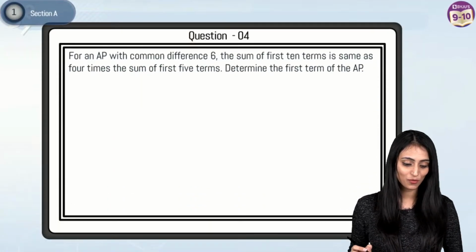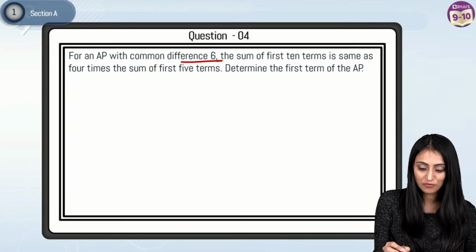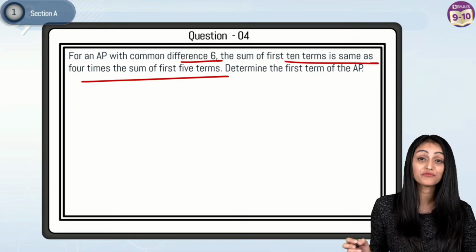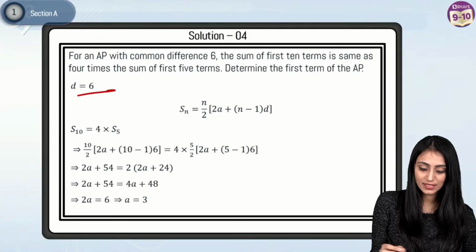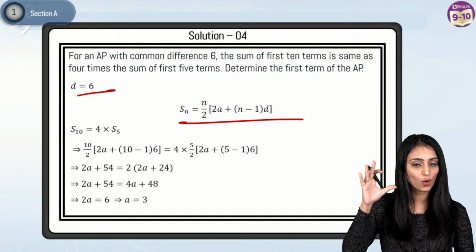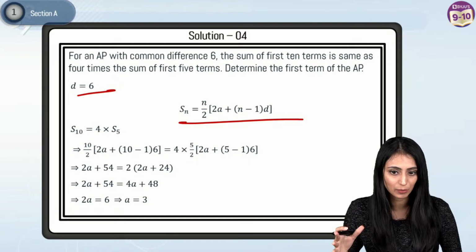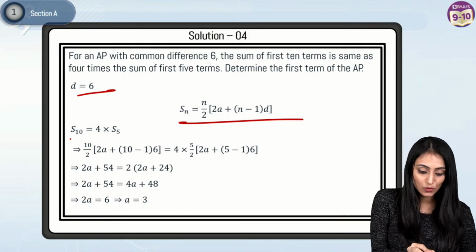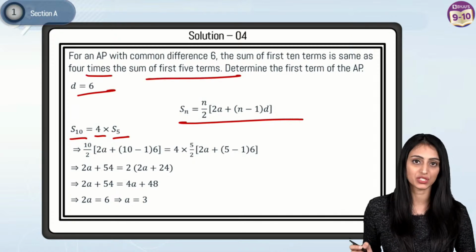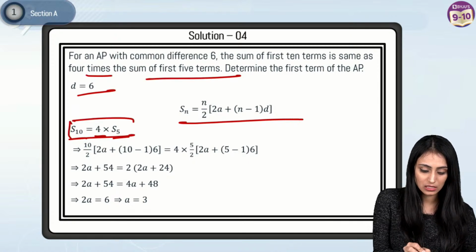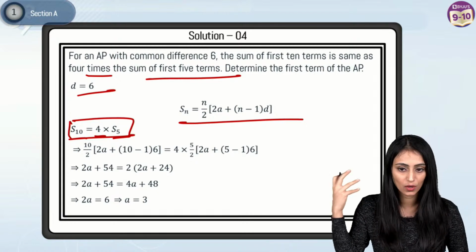Let's take a look at question number 4 now. For an AP with common difference 6, sum of first 10 terms is same as 4 times the sum of first 5 terms. Determine the first term of the AP. So here common difference is 6. This is the formula for Sn. I'm sure that all of you have mentioned the formulas in the paper, right? So S10 would be what? 4 times S5, because it says that 4 times the sum of first 5 terms, right? So this is the equation that we are getting from the question.